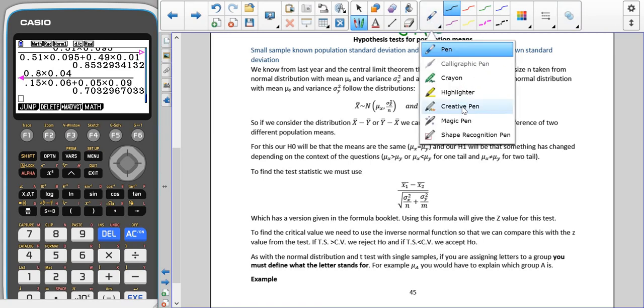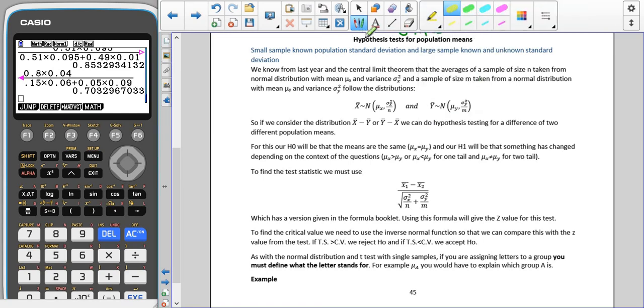So now we're going to go on to having a look at a group of hypothesis tests where we're having to have a look at the means of two different populations. So we're going to start off with small sample, known population standard deviation, and large sample, known and unknown standard deviation. Now hopefully this sounds familiar because we've already talked about this twice so far.